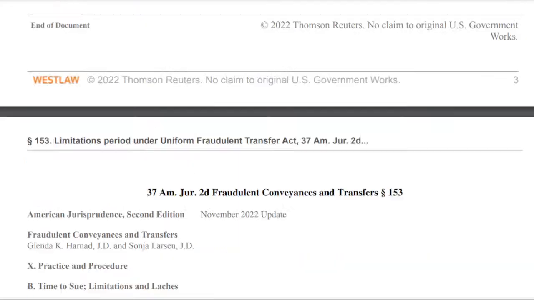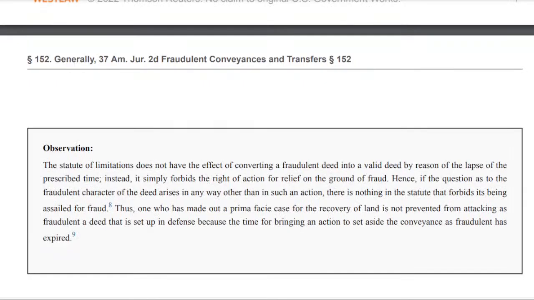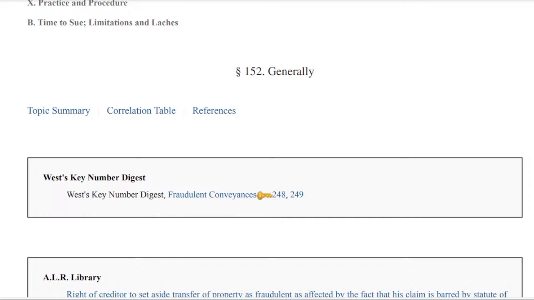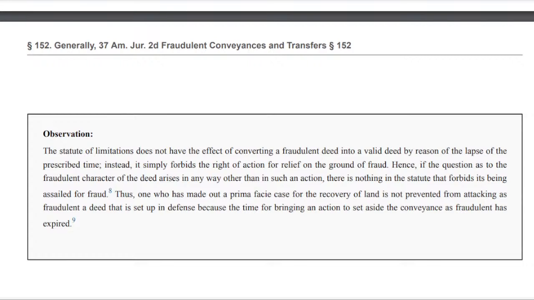We're just going to briefly see what the heading is here. And it was generally on who enforces the claim. Let's look at the observation here really quick. The statute of limitations.